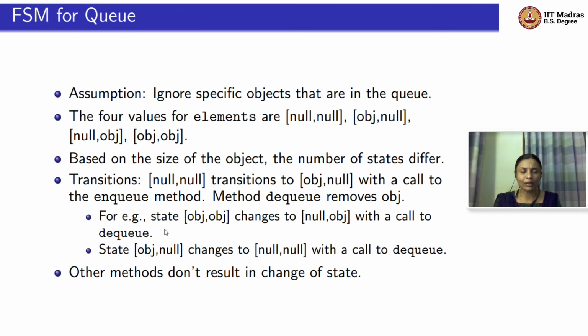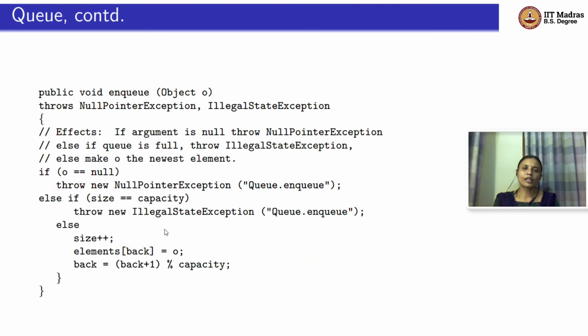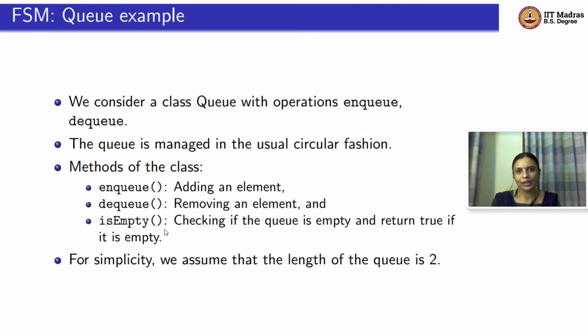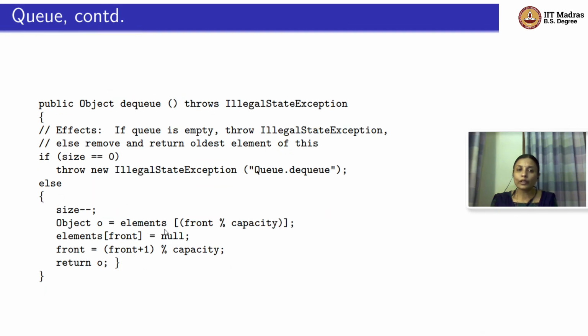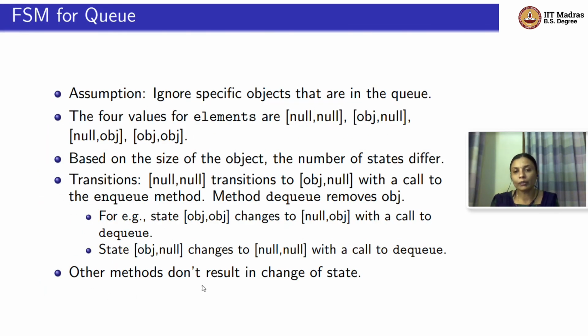IsEmpty is another method in the class queue. That's just a check. It doesn't change the state of the queue. So that doesn't come as a first class entity in the finite state machine model. So intuitively, for a class queue like this that has all these three methods, once a capacity is fixed, what does a finite state machine model? It models the possible values that the queue can hold at any point in time. It says those values are all different states. The queue can be fully empty. It can hold one object at this end or that end, or the queue can be full with both objects.